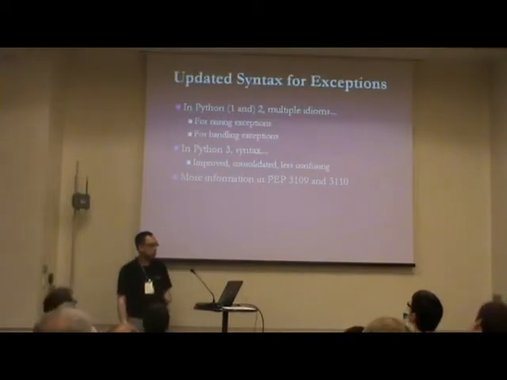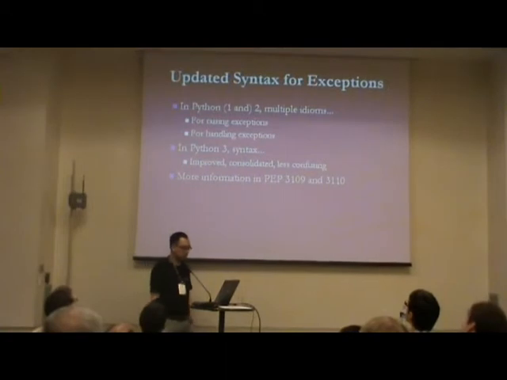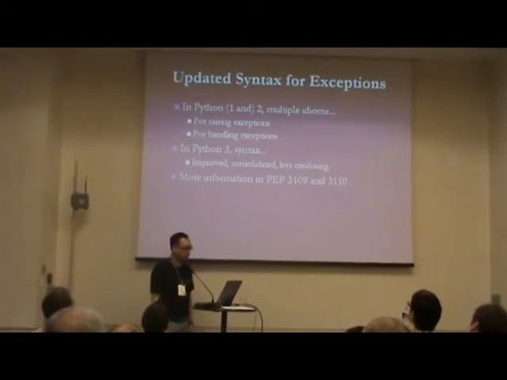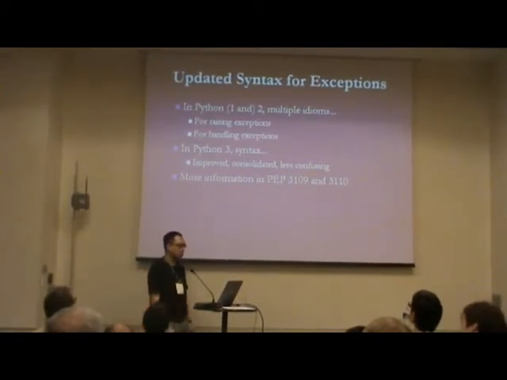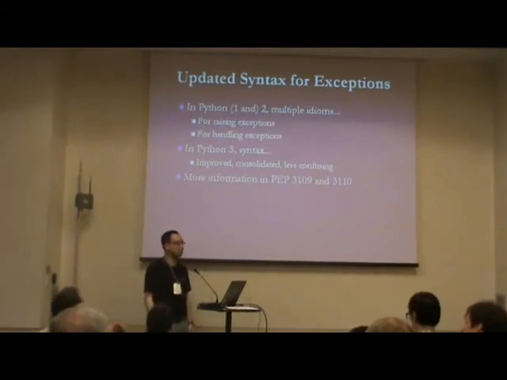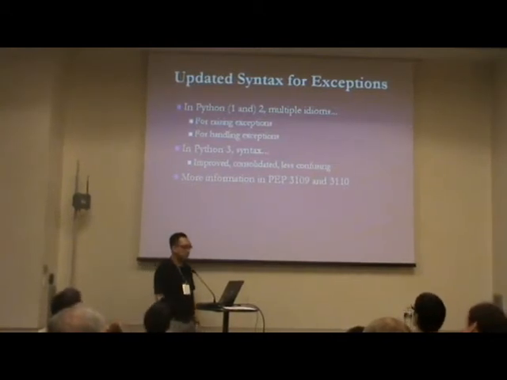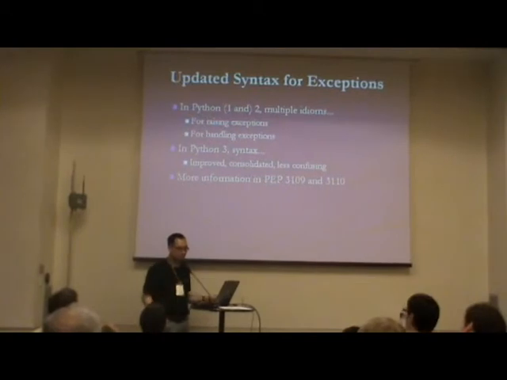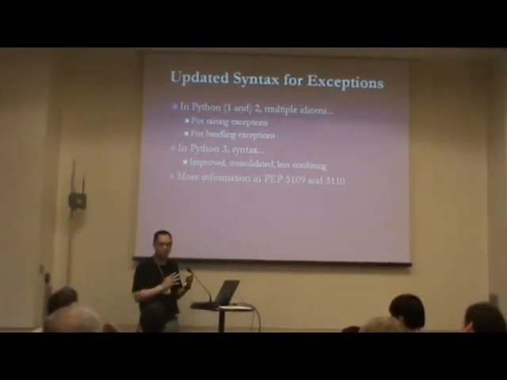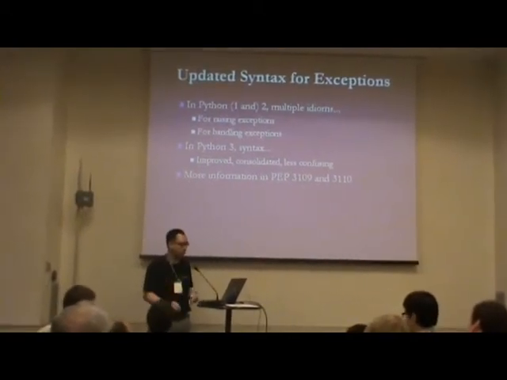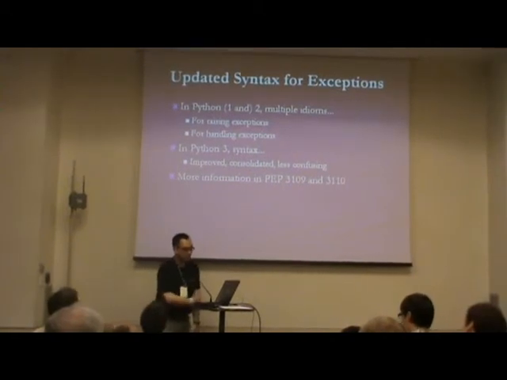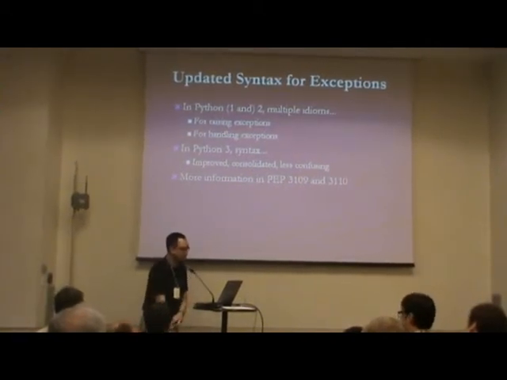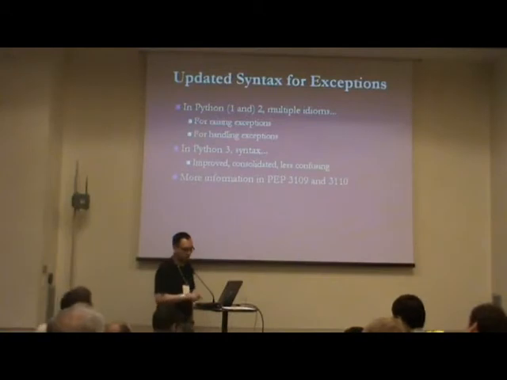Okay, so that's classes. Now let's talk about exceptions. In Python 2, and of course Python 1, there are different ways of raising exceptions and different ways of handling exceptions. In Python 3, we've consolidated those so it's less confusing. There's only one right way of doing things, not a whole bunch. You can read more about the change in exceptions in PEP 3109 and 3110.